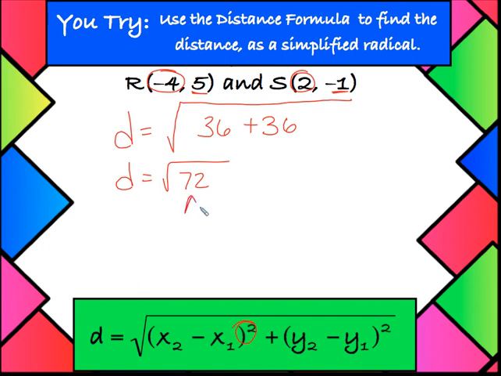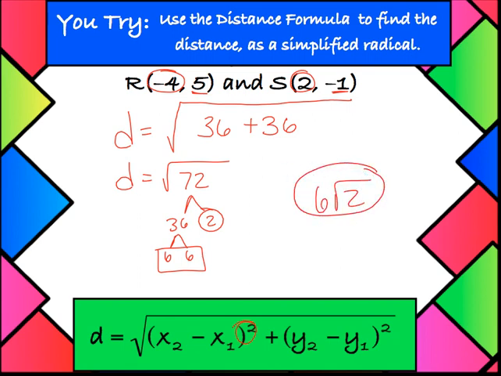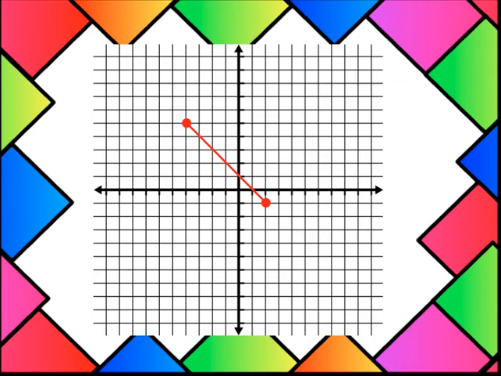You can break that down into 36 times 2. That I'd break down to 6 and 6, and then I'd just bring out that pair right there. You don't have to keep going. So you get 6 radical 2. So you can do it either way.